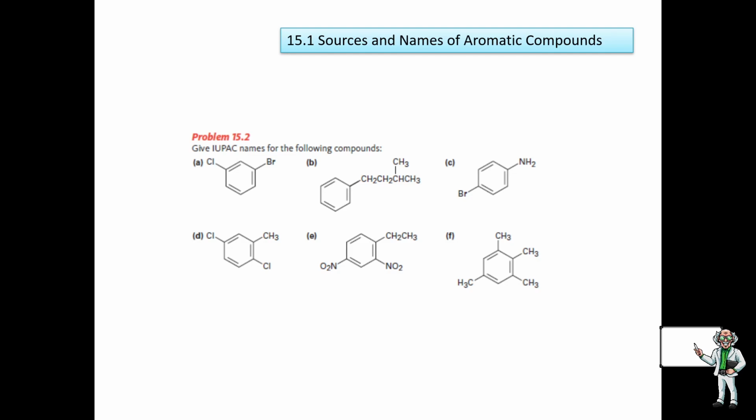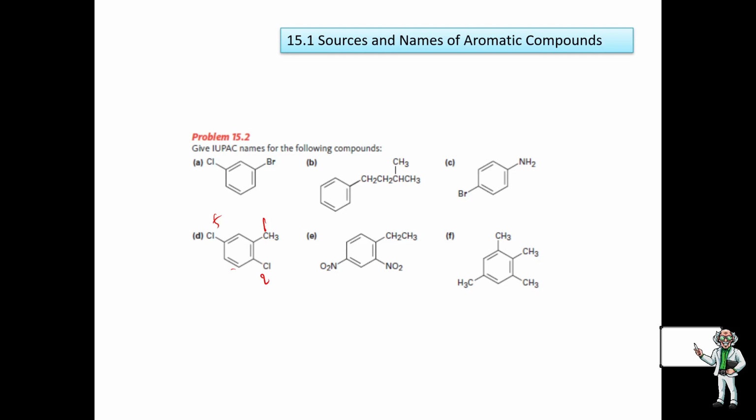C, we remember that a benzene ring with an NH2 is called aniline, and then it will be para-bromoaniline or 4-bromoaniline. The next one, D, we know that it's toluene. If it is toluene, then we put the 1 in the methyl. If we say toluene, 2, 3, 4, 5, it's the lowest possible numeration, 1 to 5. That means it will be 2,5-dichlorotoluene.